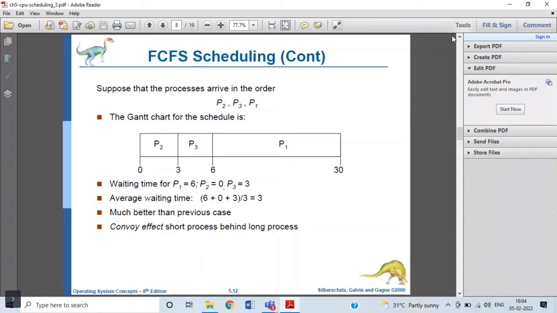See the average waiting time there, which comes to 17. But here the waiting time is only 3 seconds. Okay, so this is the better one, much better than the previous case. This is called the convoy effect. What do we mean by the convoy effect? We have to place the short processes ahead of the long processes; the long process should be placed behind the short processes. This is called the convoy effect.